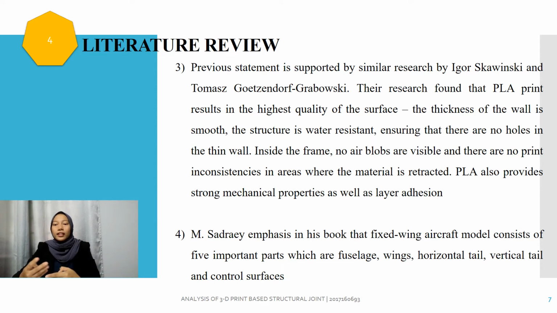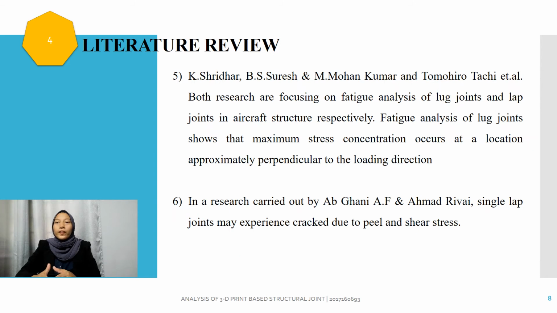So the fourth literature is by M. Sadraey, who emphasized in his book that fixed wing aircraft model consists of 5 important parts, which are fuselage, wing, horizontal tail, vertical tail, and control surface. The fifth literature is by K. Shrida, B. S. Suresh, M. Mohan Kumar, and also by Tomohiro Taichi et al.